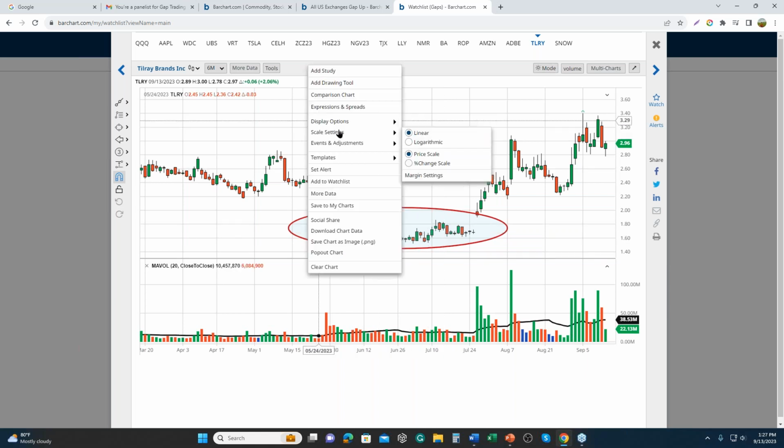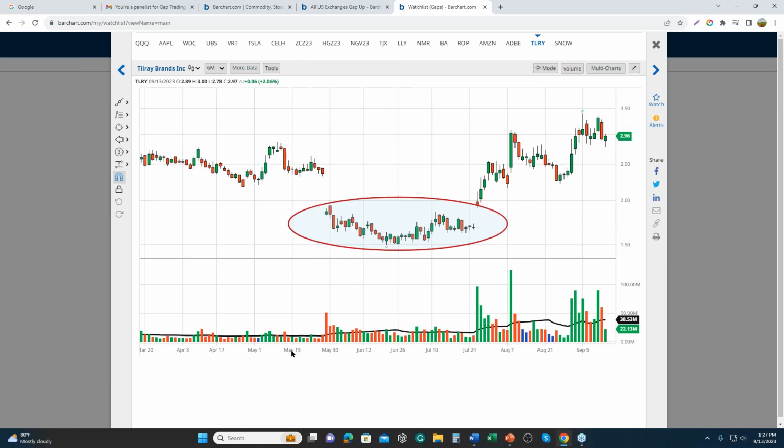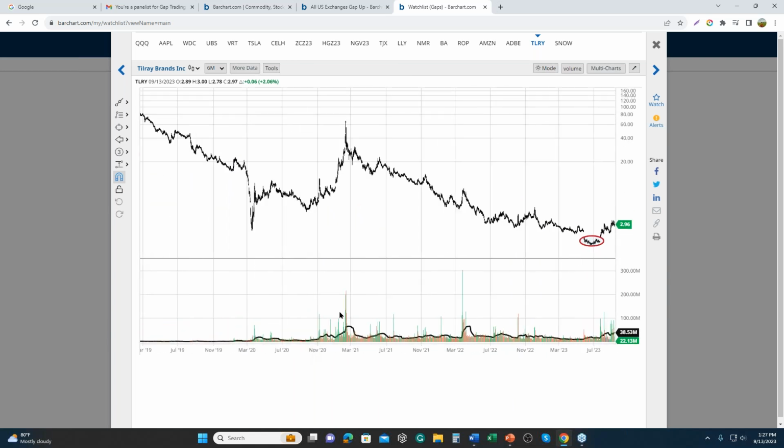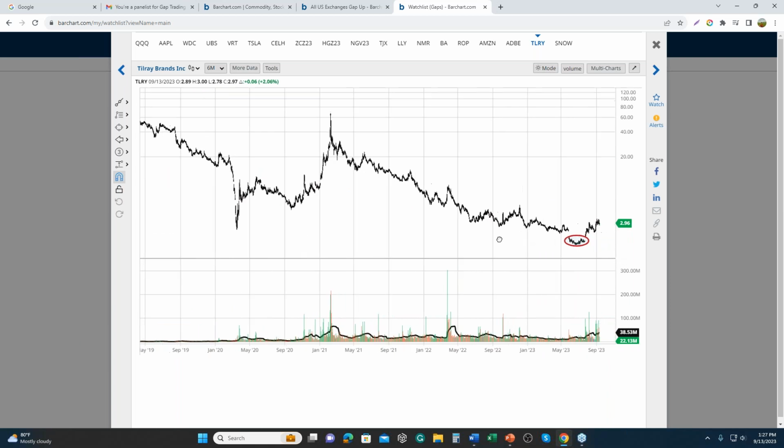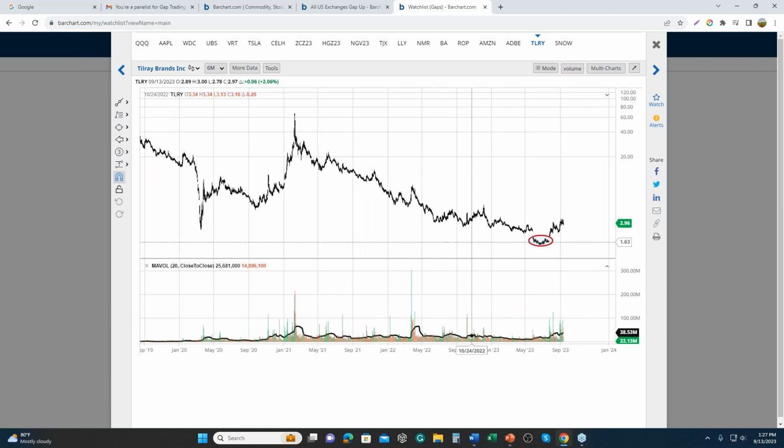So what I'm going to do here is change my scale to logarithmic so you can see this a little bit better. And what you can see is this one now has a lot more significance to it, right? Because it's come after an extended downtrend and now has created this island reversal. Now, sometimes these island reversal gaps will create patterns of V's and W's.